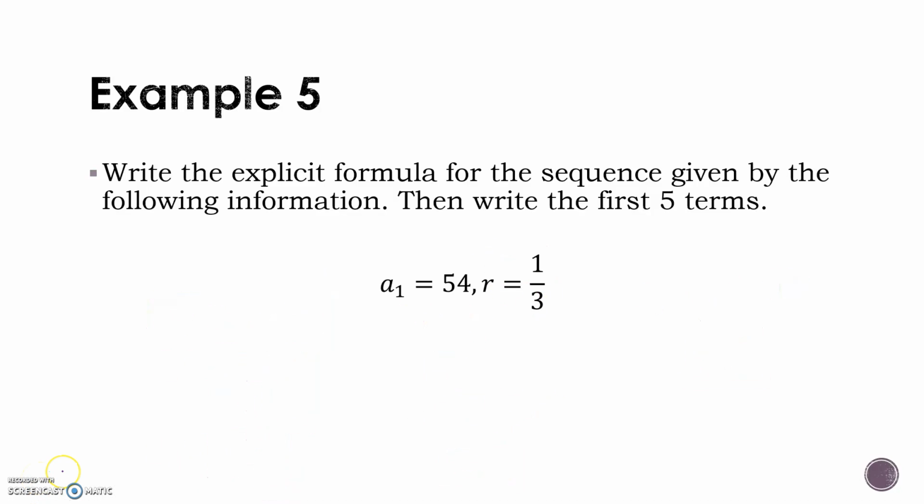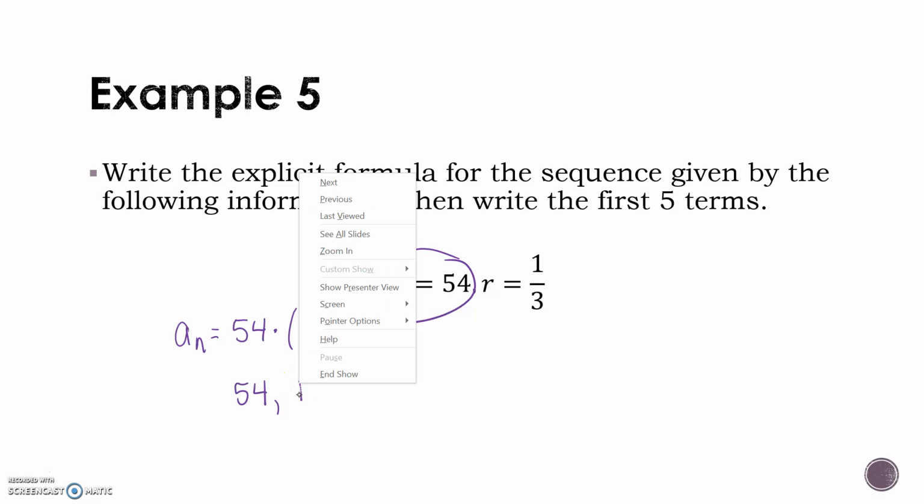All right. So here we're going to do the same idea. Another way we could do this is just say a sub n equals 54 times 1/3 to the n minus 1. And we could say, okay, well, I know my first term has to be 54. They've already given it to me here. And then I'm just going to take that and divide by 3. So that's an easy way to kind of check your work. 54 divided by 3 would give us 18.